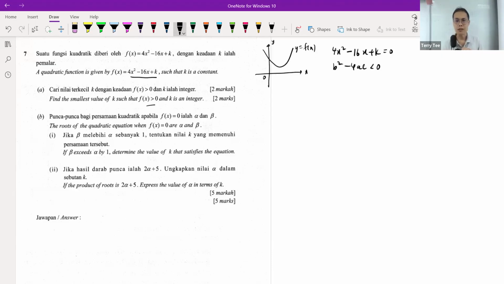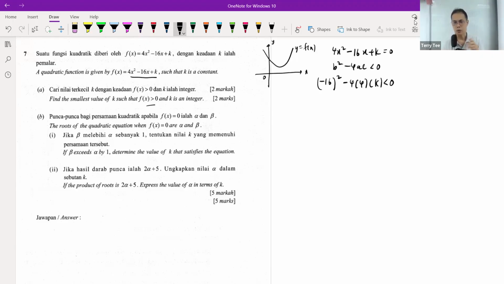If it touches at one point, you have one real root, your b² − 4ac will be equal to 0. If it cuts at 2 points, then you have two real roots, your b² − 4ac will be more than 0. Okay, my b is −16. I square it, minus 4, my a is 4, my c is k, and the result is less than 0.